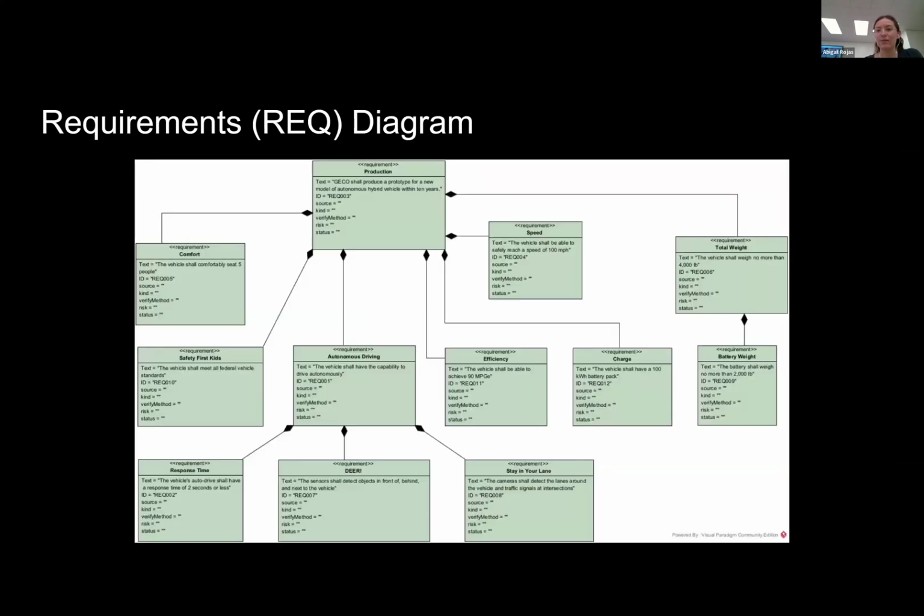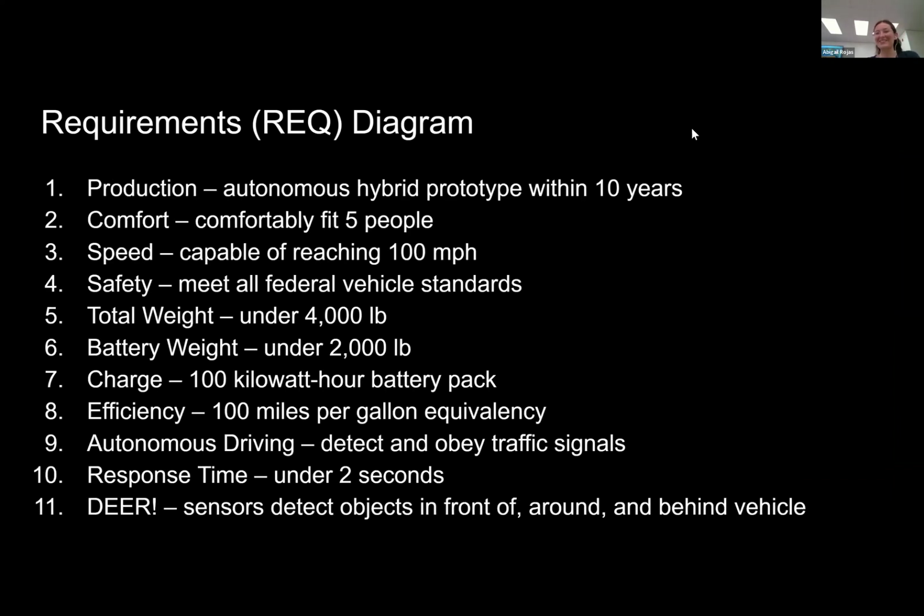And then here's my requirements diagram. It's easier to see when I just wrote it out, so it's not that tiny. So for production, it shall create an autonomous hybrid prototype within 10 years. For comfort, it should comfortably fit 5 people.